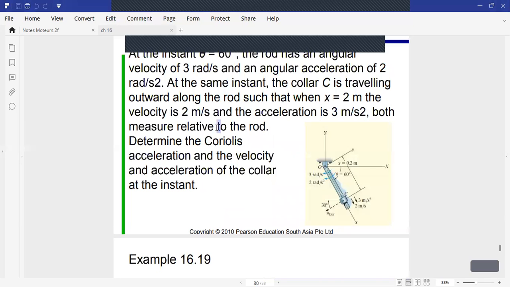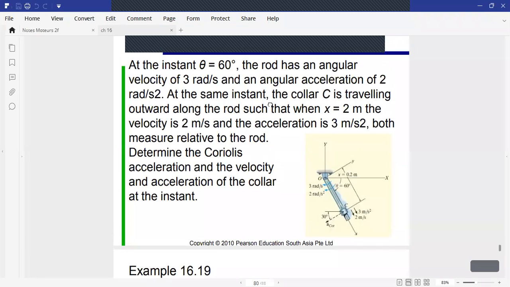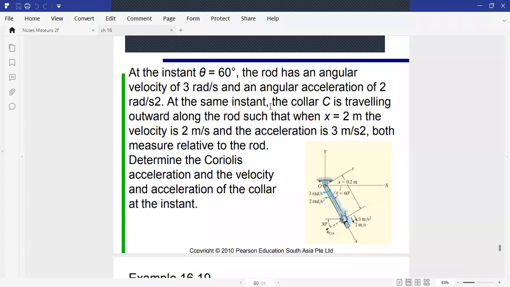Okay, let's consider the following example. At the instant theta is equal to 60 degrees, the rod has an angular velocity of 3 radians per second and an angular acceleration of 2 radians per second squared. At the same instant, the collar C is traveling outward along the rod such that when x equals 2 meters, the velocity is 2 meters per second and the acceleration is 3 meters per second squared, both measured relative to the rod. Determine the Coriolis acceleration and the velocity and the acceleration of the collar at this instant.